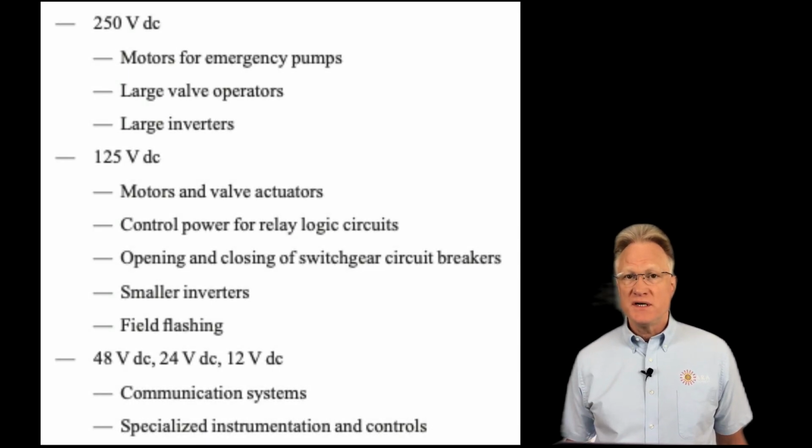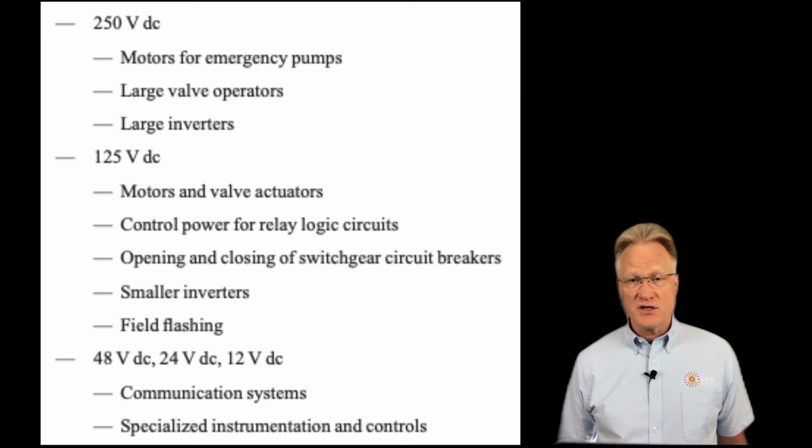The most common DC system voltages in power generation are 24, 48, 125, and 250 volts. 250 volts is commonly used for motors on emergency pumps, large valve operators, and large inverters. 125 volts for motors, valve actuators, relay logic circuits, switchgear circuit breakers, smaller inverters, and field flashing. 48, 24, and 12 volts are commonly used for communication systems, instrumentation, and controls. Don't forget to calculate the voltage drop for long cable runs.